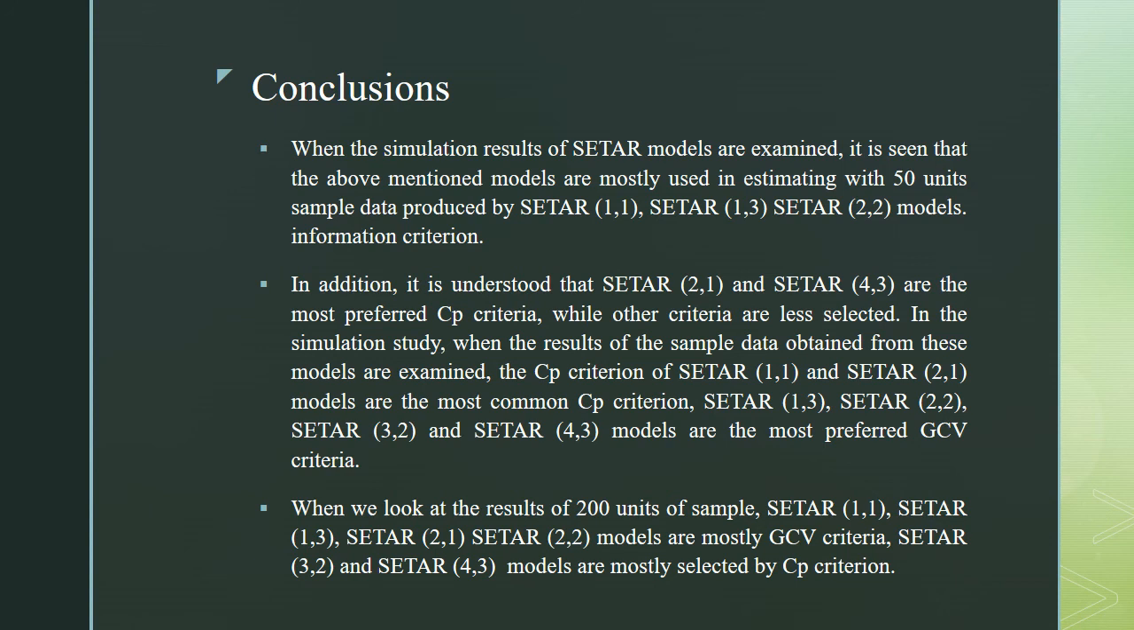When we look at the result of 200 units of sample data, SETAR11, SETAR13, SETAR21, SETAR22 models are mostly selected by generalized cross-validation criteria. SETAR32 and SETAR43 models are mostly selected by CP criteria.